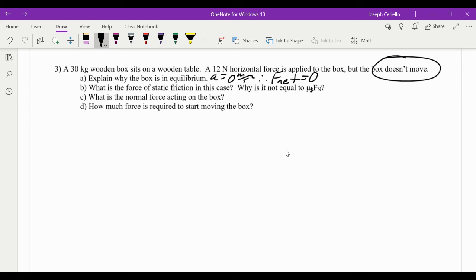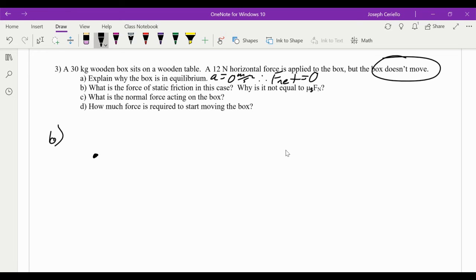So what is the force of static friction in this case? And why is it not equal to the coefficient of static friction times the normal force? A lot of people would put that down, but remember here, the force of static friction is not always equal to this number. That's simply the threshold for motion, okay? So we know that the force of static friction will always equal the applied force until the object begins to move. So let's just draw a free body diagram for letter B.